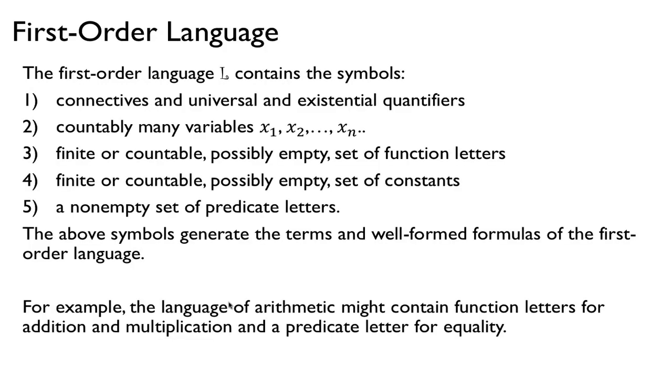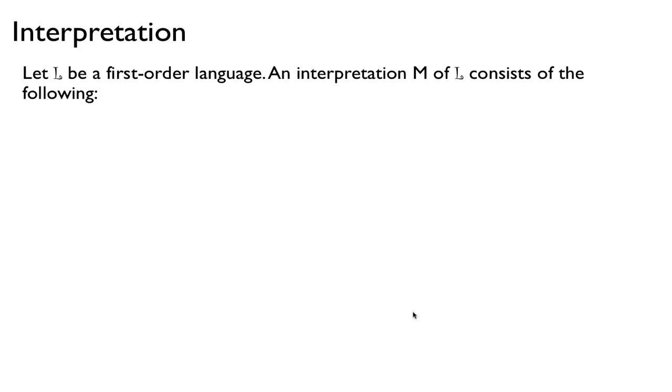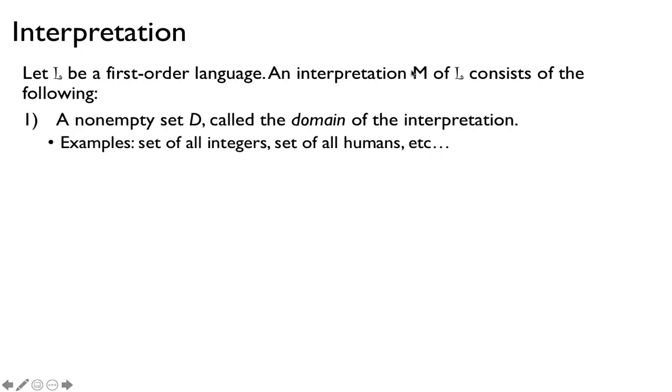So for example, arithmetic would be a language, but it also has an interpretation. Adding numbers, subtracting numbers, the less than or equal to, those are the interpretation of the language. So you have a first order language, and M is the interpretation of that language. What does it mean to be an interpretation?